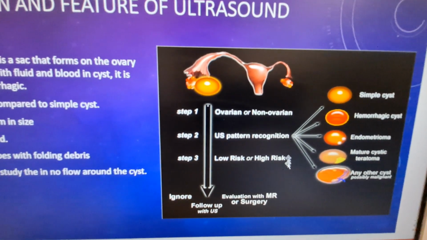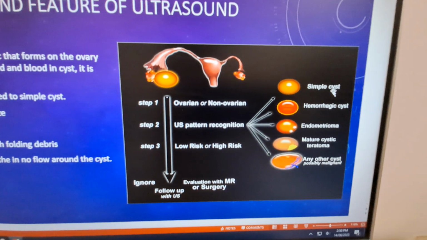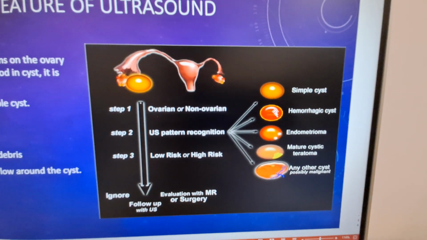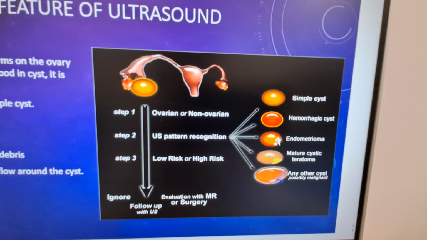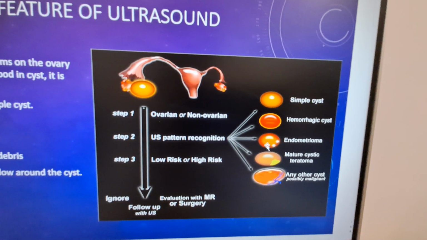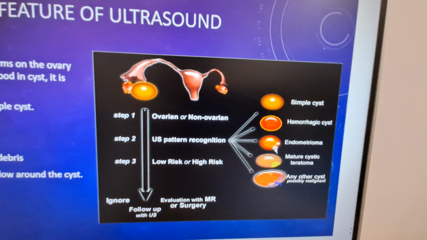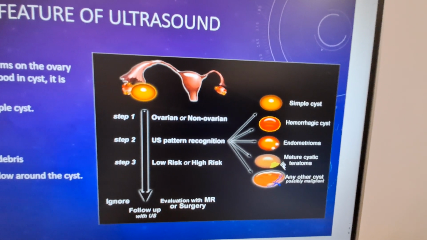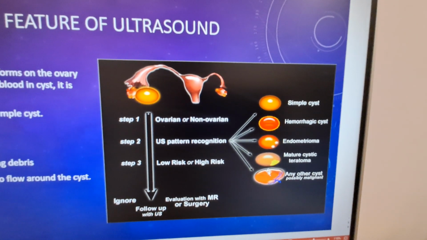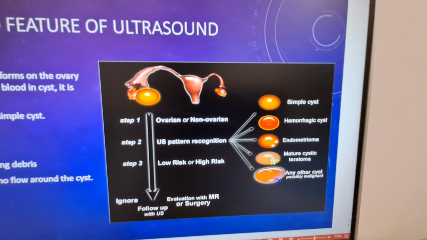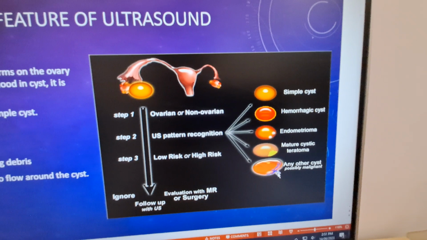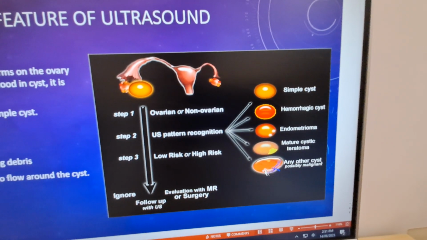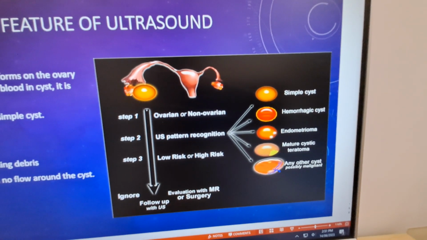So we have the simple cyst with a thin wall. The hemorrhagic cyst is a little bit thick-walled with blood. Endometrioma has pedunculated masses, like projections, and the mature cystic teratoma has complex masses inside the cyst with vascularity. Other types of malignancy also have vascularity within the cyst and around the cyst.